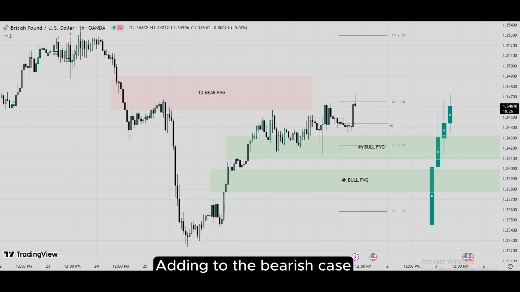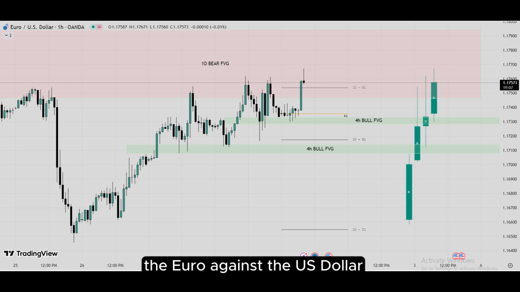Adding to the bearish case, a 4-hour order block has been acting as strong resistance, capping any attempts to move higher. The daily candle bias is firmly bearish. Given this confluence of factors, we can reasonably expect the price to continue its descent toward the next major support level.